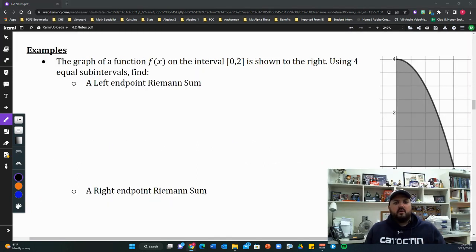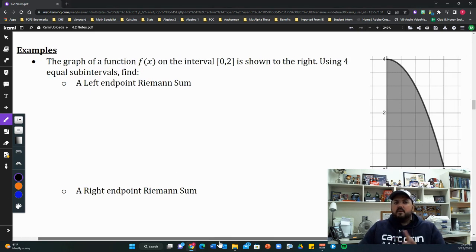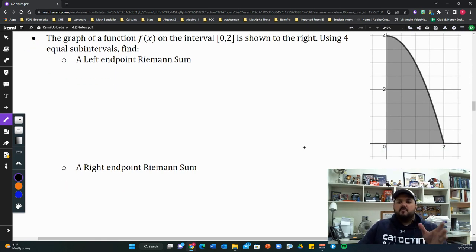All right, so enough talking about it. Let's actually try and do one. So for this one, I've decided to give you a graph. And again, the information can be presented in a handful of different ways. But I've got the graph of some function, kind of looks like a quadratic, but it really doesn't matter what equation it is. And we're looking at the area under the curve on the interval from 0 to 2.